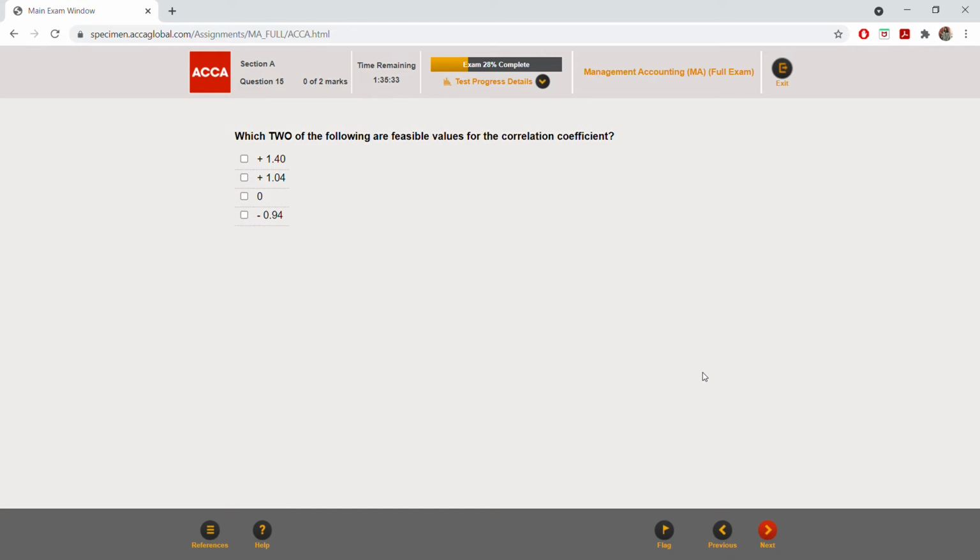Which two of the following are feasible values for the correlation coefficient? The question asked for feasible values. So one is 0, and the other is -0.94. Why are these two feasible values? Because they are in that range: the correlation coefficient lies between -1 and +1. So it cannot be less than -1, and it cannot be greater than +1. Those are not feasible. So feasible values have to be between +1 and -1. So 0 and -0.94 fall in that range. That's why these are feasible. Okay. Next.